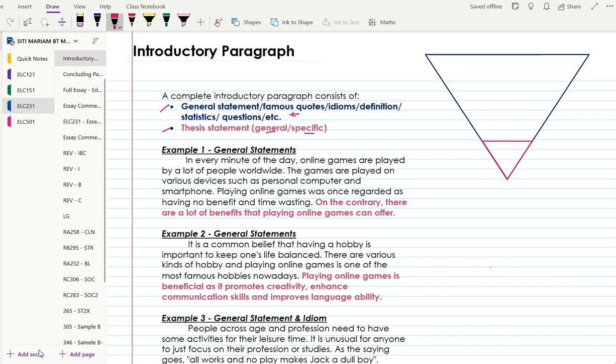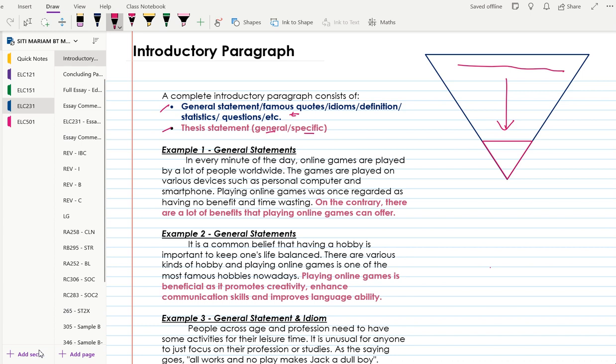So the shape that we have on the right side is basically how we can visualize our introductory paragraph. It starts off with something general. It starts wide at first, and then it goes specific, because at the end you are going to write the thesis statement for your introductory paragraph. Okay, so now let's take a look at the first example.